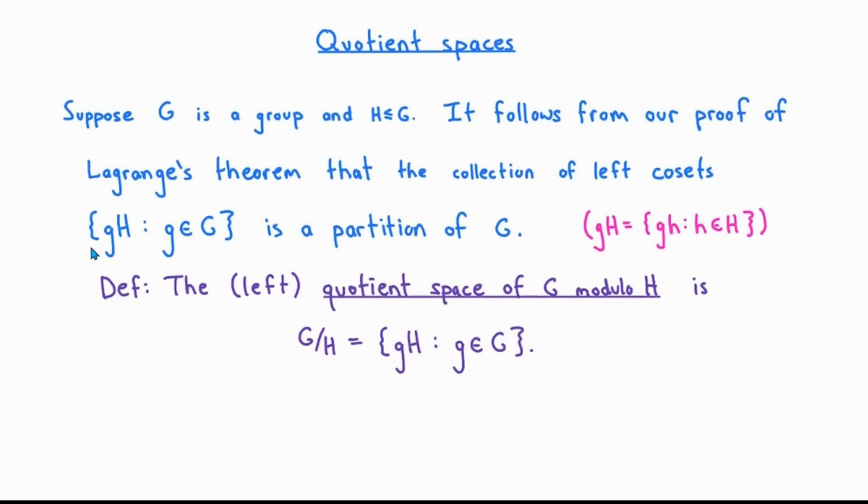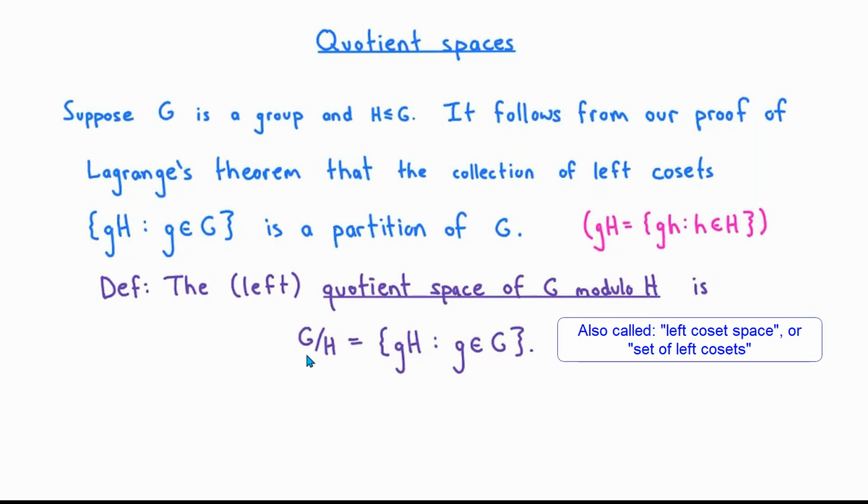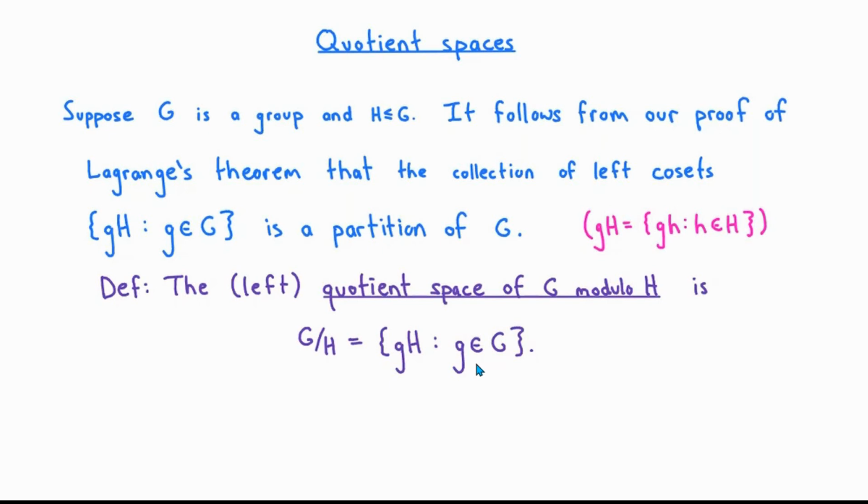Well, with this fact as a basis, we can define what's called the left quotient space of G modulo H, which we denote by G/H, to be the collection of all distinct left cosets of G modulo H. You might want to keep in mind here that even though I'm writing this as the set of all gH where little g runs through G, many of these cosets could actually be the same. And since this is a set, I'm counting every distinct element only one time.